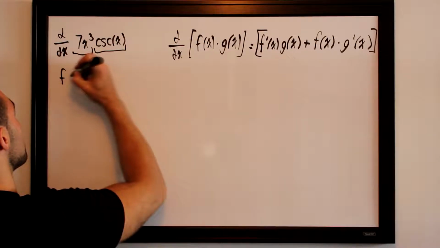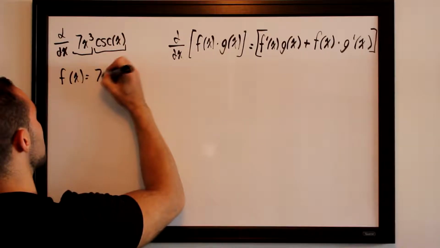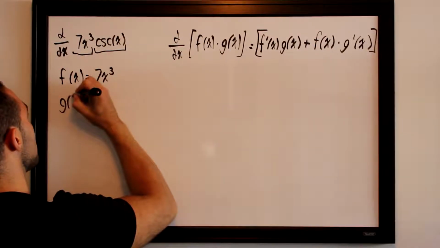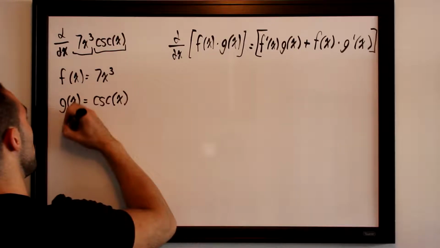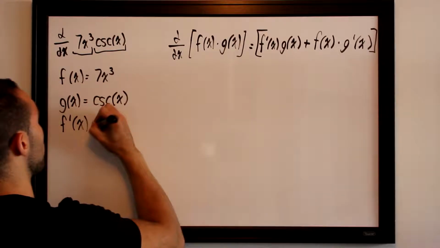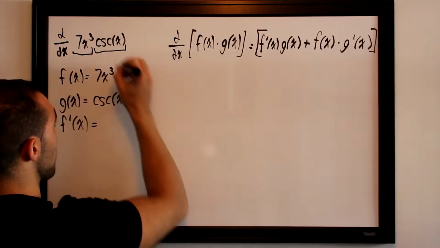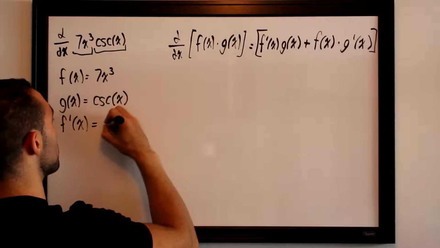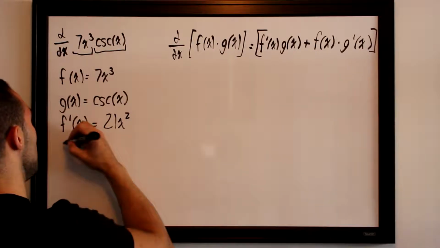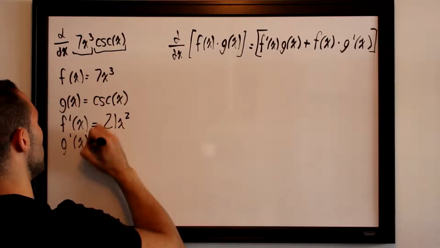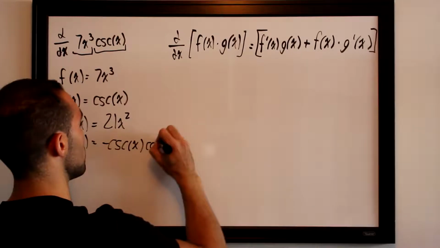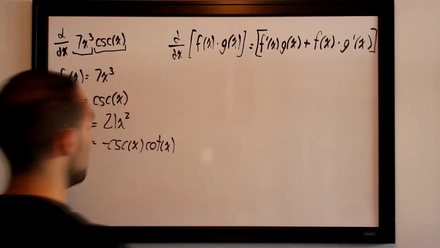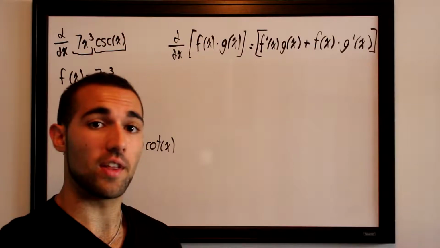So our f of x is 7x to the third, our g of x is cosecant of x, and the derivative of our f of x, so f prime of x, is going to be drag the power down and then subtract by 1, so this will be 21x squared, and then g prime of x will be negative cosecant of x times cotangent of x.